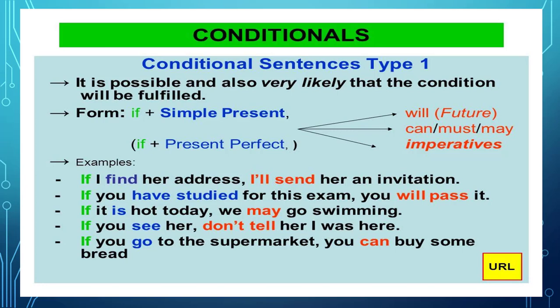If it's hot today, we may go swimming. Here we use may, okay, instead of will. And if you see her, don't tell her I was here. Don't tell her. It's an imperative sentence. If you go to the supermarket, you can buy some bread. Okay, you can buy.